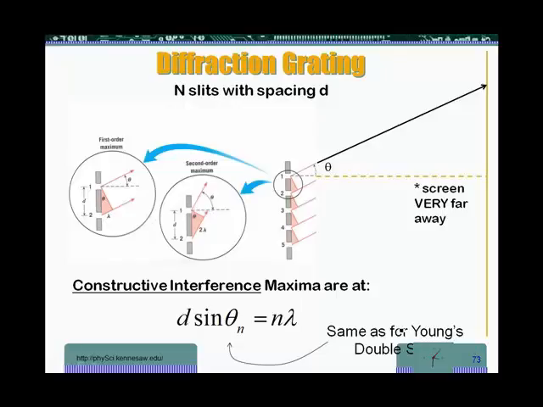Okay, what if we have what we call a diffraction grating? A diffraction grating is just a large number of slits that are separated by a distance d, the same distance d.